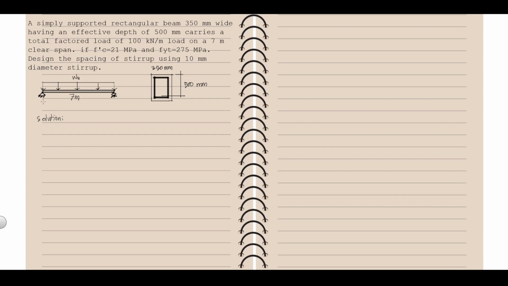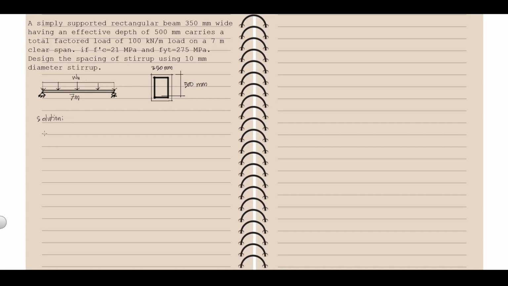Okay, so ito yung figure natin. So 7 m yung clear span natin. And then we have 350 and then 500. Right? So first, dito, we need to get the reaction first here, no?